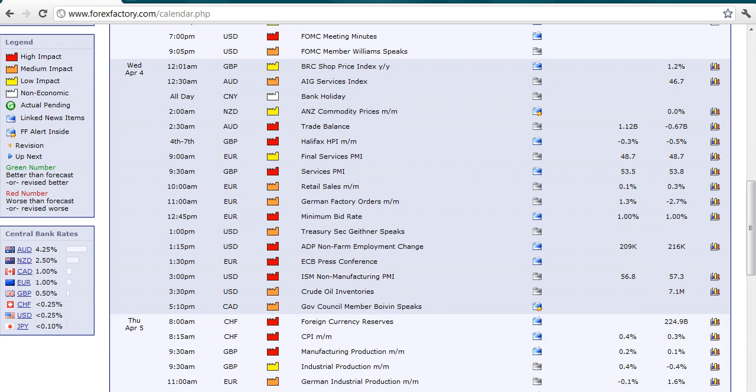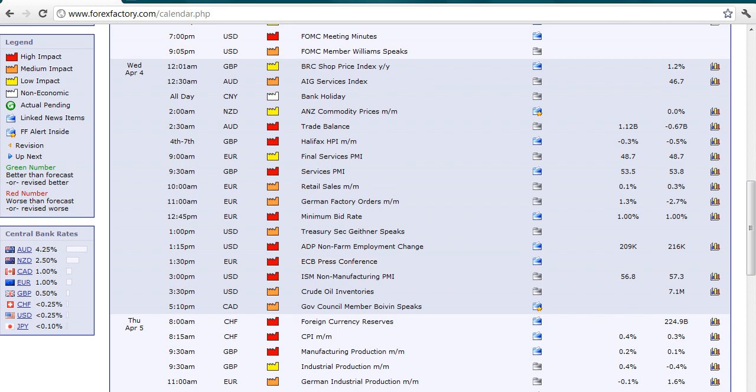We have some Aussie trade balance numbers for any of you who trade the Aussie dollar. Halifax, UK Halifax HPI housing data, forecast at minus 0.3%. Previous was minus 0.5%. We also have UK services PMI out at 9:30 tomorrow, forecast of 53.5. And at 12:45 tomorrow we have the Eurozone minimum bid rate, so that's still forecast to stay the same at 1%. And at 1:15 we have some big US data. ADP non-farm employment change forecast at 209,000, previous was 216,000.